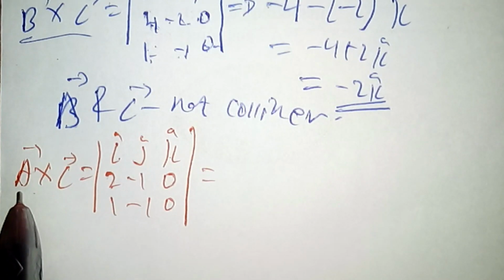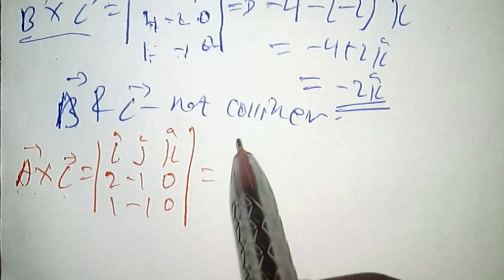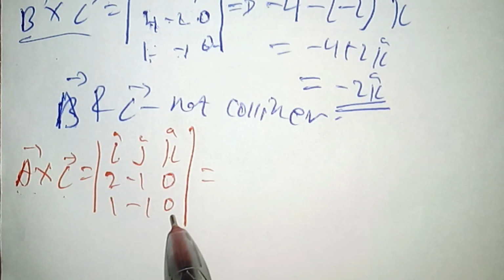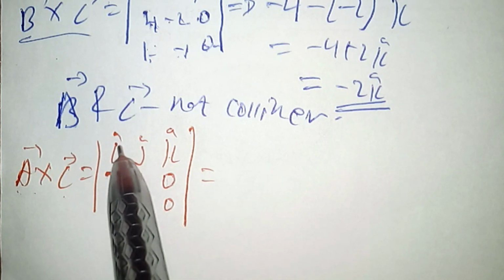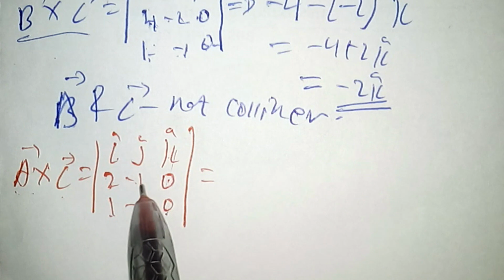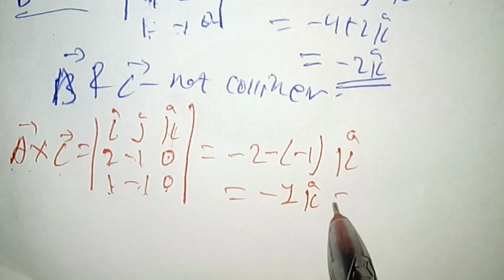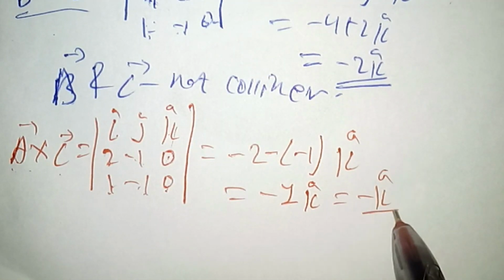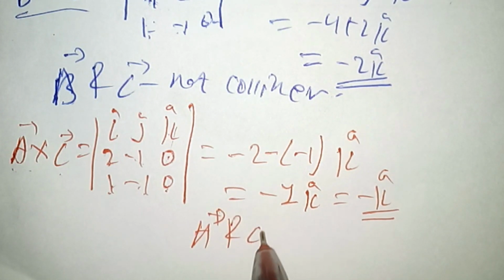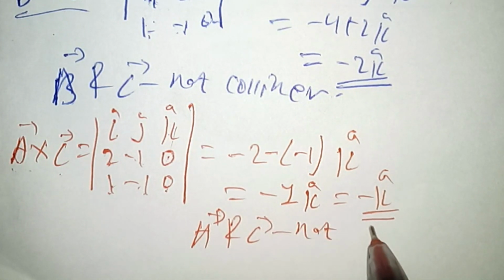So on alternative C, for vectors A and C, just as before, since the k components of both vectors are 0, the i and j terms become 0, but only the k term survives. This is minus 1k, or simply negative k. So it's different from 0. A and C are not collinear.